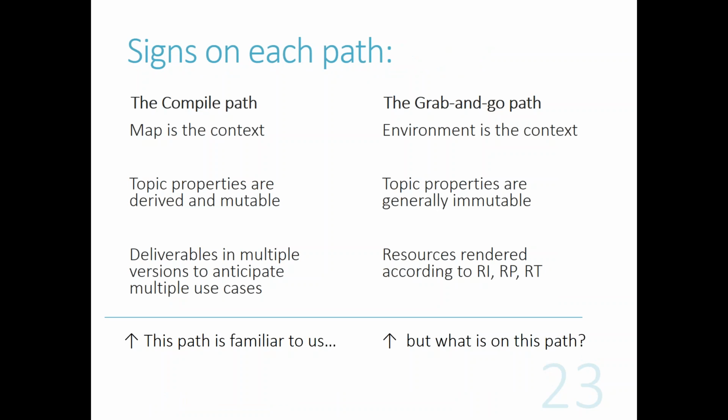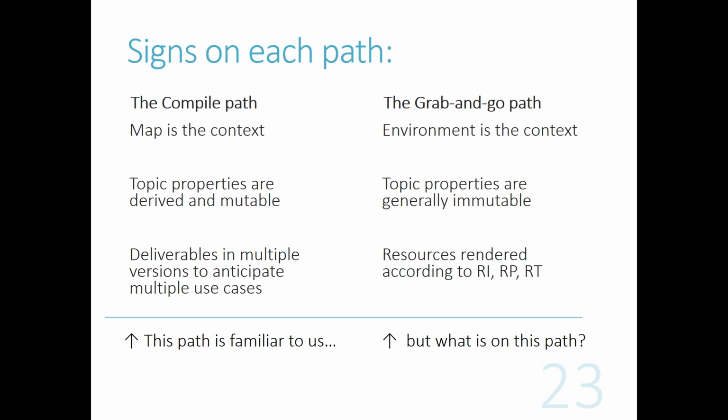So on each of these paths, we see that there are some characteristics of it. On the compile path, the map is the context. On what we're going to call the grab-and-go path, the environment is the context. On the compile path, your topic properties are derived and mutable during the processing time. Whereas on the grab-and-go path, they have to be immutable because you're going to retrieve them based on their known value in the context that they're in.